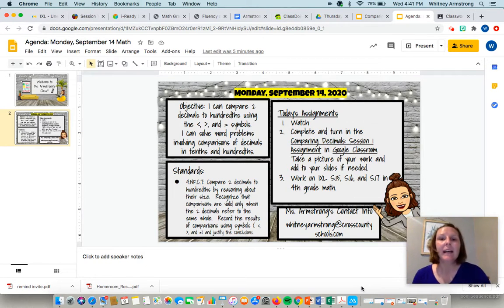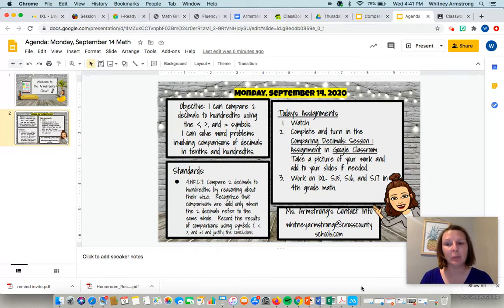So comparing decimals. By the end of this week, you will be able to compare two decimals up to the hundredths place using the less than, greater than, and equal to symbols, and you'll be able to solve word problems involving those comparisons. Okay, so we're going to look at comparing decimals session 1 today.